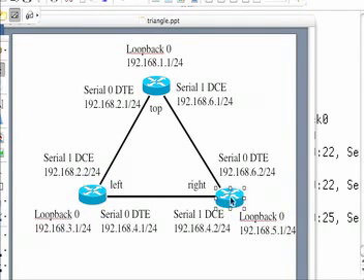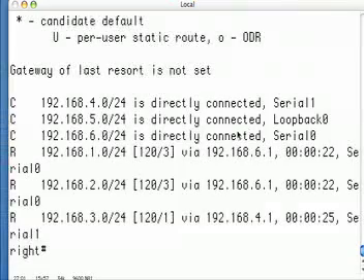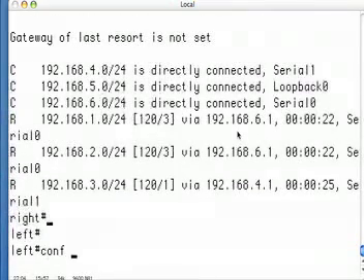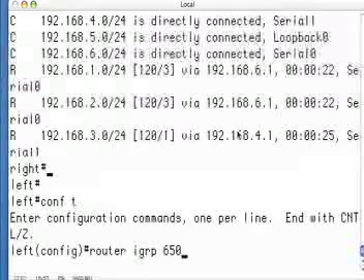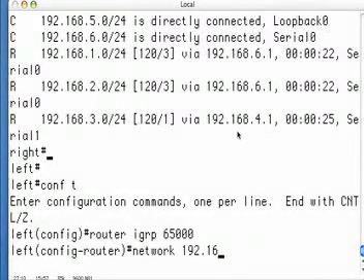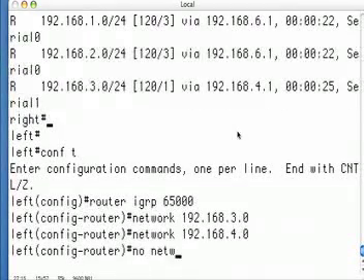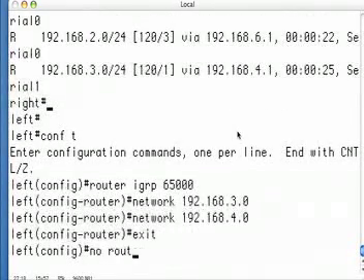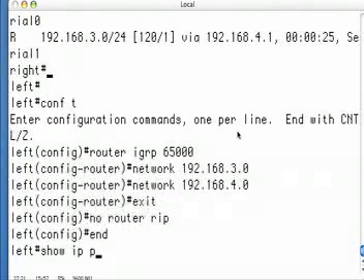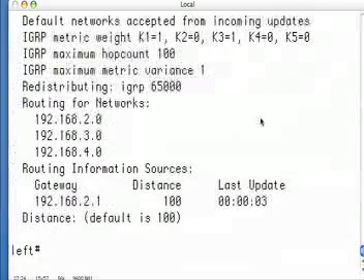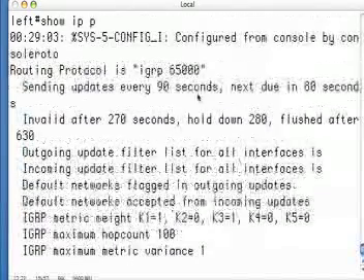Now, to see what sort of problems we have, let's make the left router a pure IGRP router. So let's go on the left router. Conf t, router IGRP 65000, network 192.168.3.0, network 192.168.4.0, exit, no router RIP. Show IP proto. And now I have only 1 routing protocol. It is IGRP.